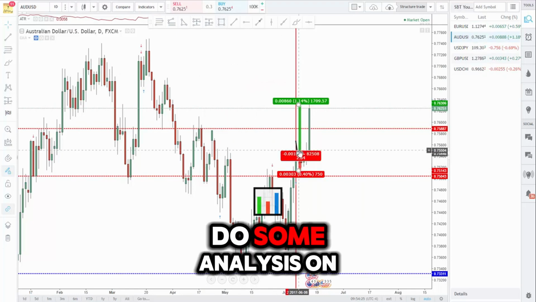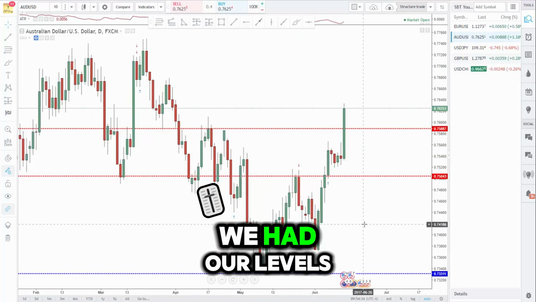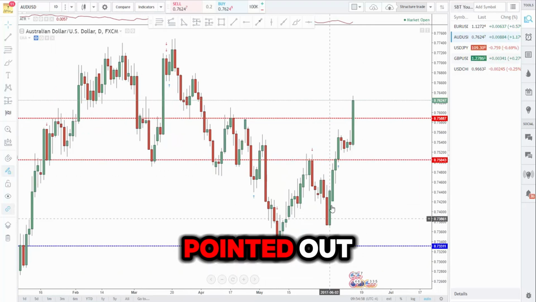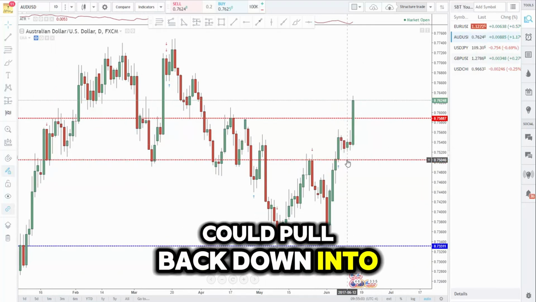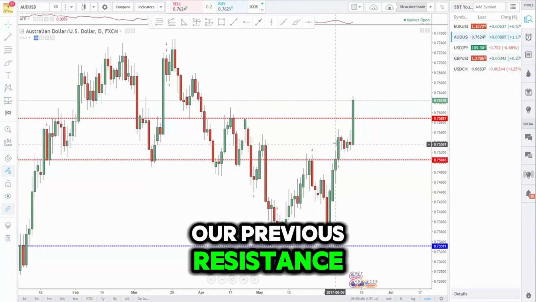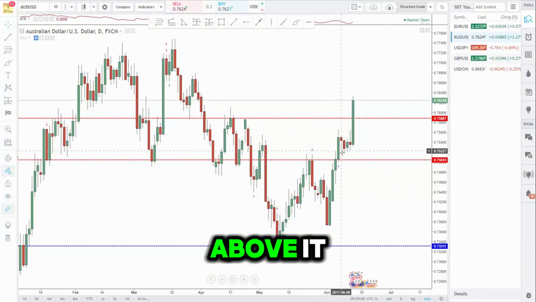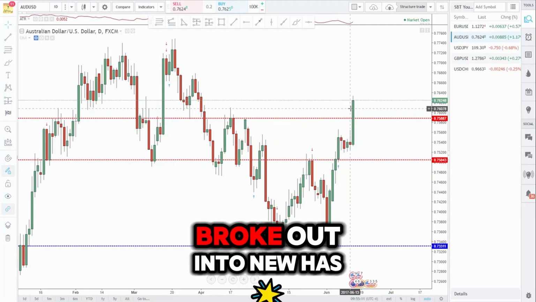So first off, let's do some analysis on this pair. As you can see, we had our levels pointed out, and with these levels pointed out, after we broke above this level, we were waiting to see if the market could pull back down into our previous resistance that had then become support because the market broke above it, but instead the market broke out into new highs.